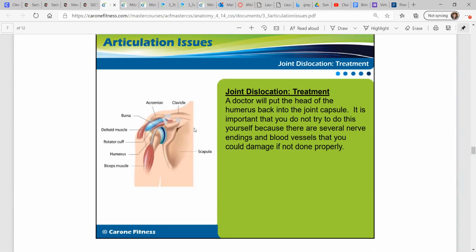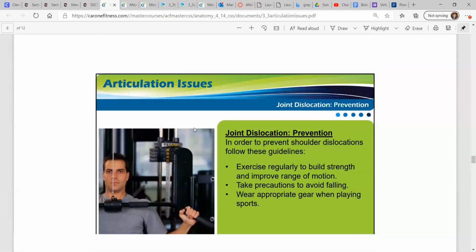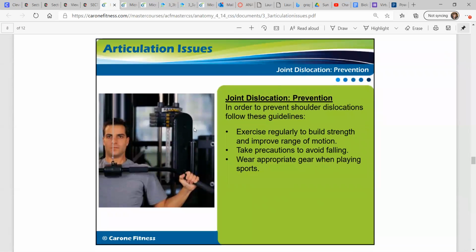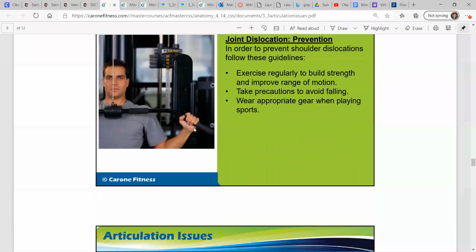A doctor will put the head of the humerus back into the joint capsule. It is important that you do not try to do this yourself because there are several nerve endings and blood vessels that you could damage if not done properly. Prevention: exercise regularly to build strength and improve range of motion. Try to avoid falling as much as possible. Wear gear when playing sports. Just be smart about things, really.